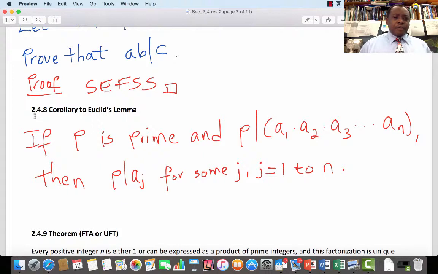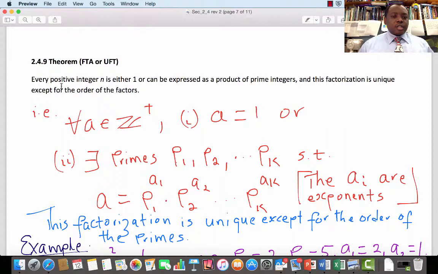Subsection 2.4.8, corollary to Euclid's lemma. If p is prime and p divides the product of n integers a1 right up to an, then p must divide at least one of the aj's for some j between 1 and n.